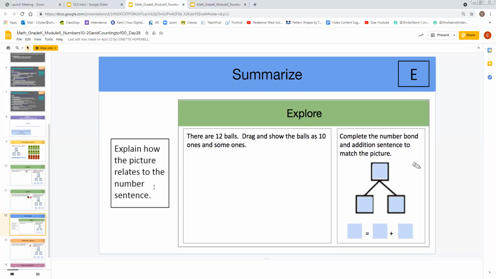Now we know your children understand the process of decomposing the number 12. The highlight again is to make sure that they notice that it's 10 ones and some ones. Not that we can decompose 12 into a million different ways. Can we do 6 and 6? Yes. Can we do 8 and 4? Of course. The goal is for 10 ones and some ones.